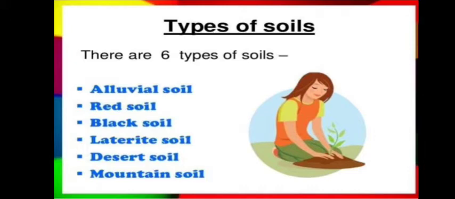We will study in detail the characteristics of the soil, where it is found, and finally with the help of a map we will try to find out the areas where these 6 types of soils are found. So let us start with the first type of soil, that is alluvial soil.